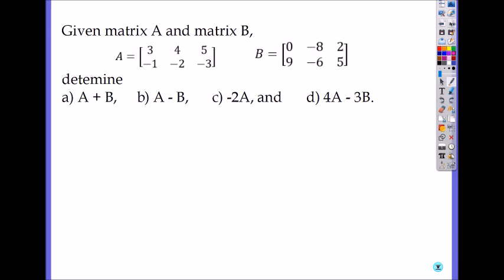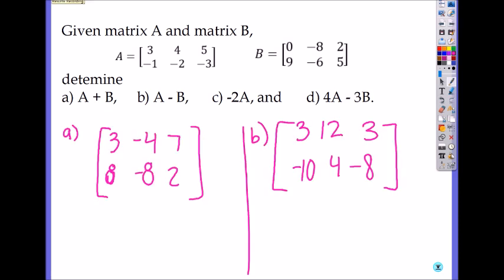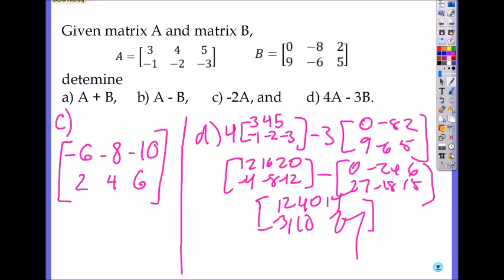So now, given matrices A and B, go ahead and try. So here's A and B. For C, you just multiply by negative 2. For D, you multiply 4 to A, negative 3 to B, and then subtract. This is negative 27. Yes.